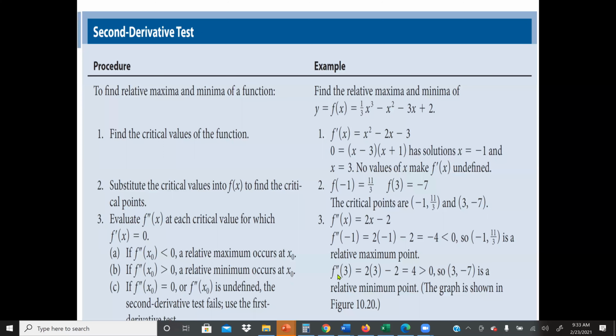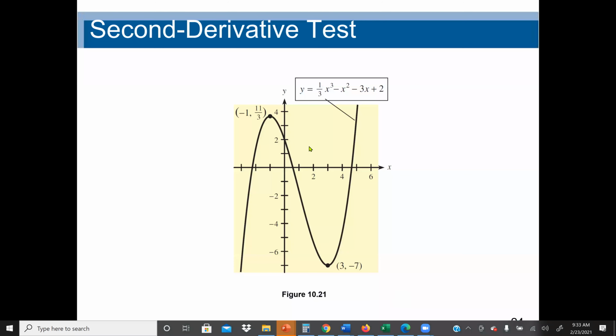Then we test the second point, which is 3. When we plug in 3, the answer is greater than 0. The second derivative is greater than 0. So this means it's concave up. When it's concave up, it means the down point. So it's a relative minimum point. And they say the graph is shown here. So we can see the graph here, and we can see our relative minimum point. And also we call it concave up because it's open upward. The top, negative 1 and 11 by 3, is a relative maximum, but it's concave down because it's open downward.